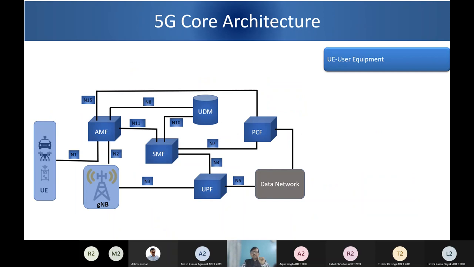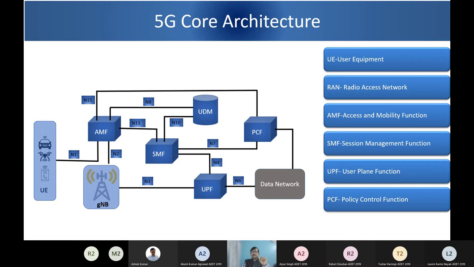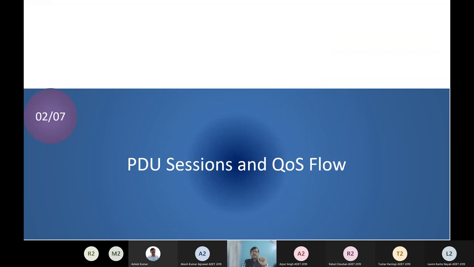So, the names we have understood. Now let us go one by one. So first of all, before I look into each network function, let us understand what these protocol data unit sessions are, and then what a quality of service flow is. Very briefly, as I have a separate session on QoS where we'll go into detail. But before we talk about every network function, this is important.